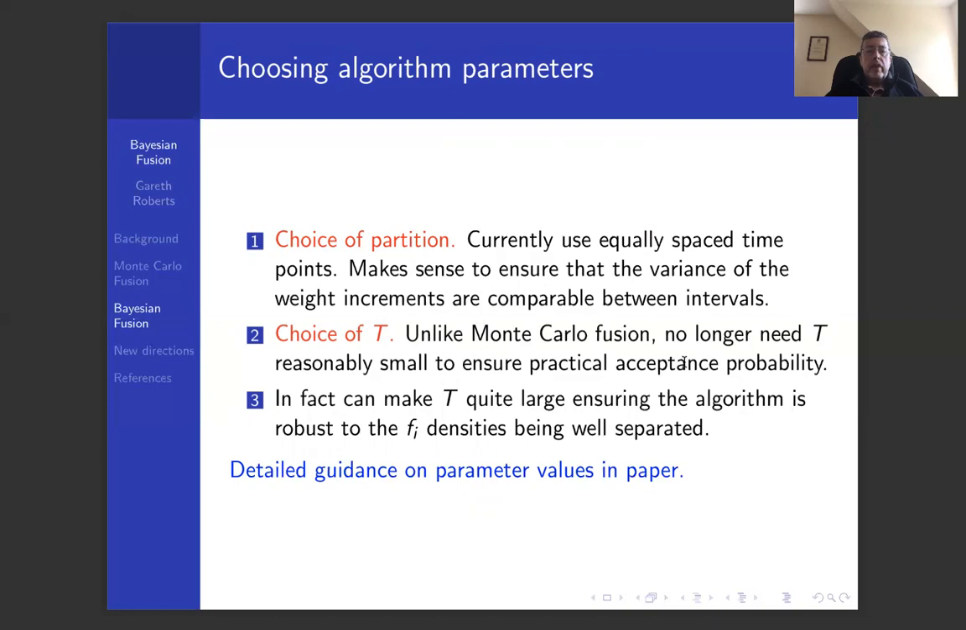Secondly, the choice of capital T, which is a similar issue to what we had for the Monte Carlo fusion algorithm. However, this isn't as serious as for the Monte Carlo fusion algorithm because of the partitioning that we're doing in time. So in other words, we're allowed to have much larger time periods, capital T, with a stable algorithm in this context. And we now actually have some quite detailed guidance, based on a theoretical analysis, for how to choose these tuning parameters to optimize the performance of the algorithm.